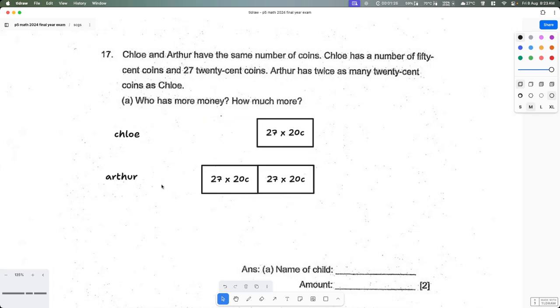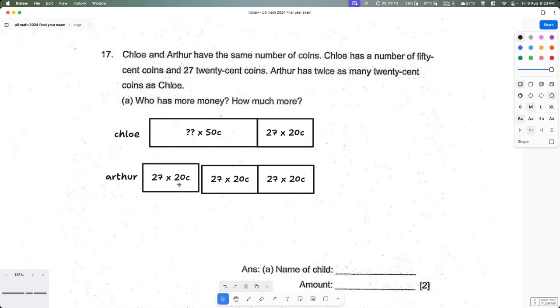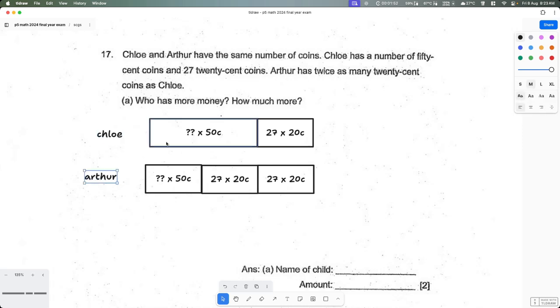So in this case, we're going to draw another block, but this time it will be on the same line. This one will be 50 cents instead. So we don't know how many 50-cent coins, and the same goes here as well, right? We don't know how many 50-cent coins as well. So from here, can we figure out some things to help us solve a little bit easier?